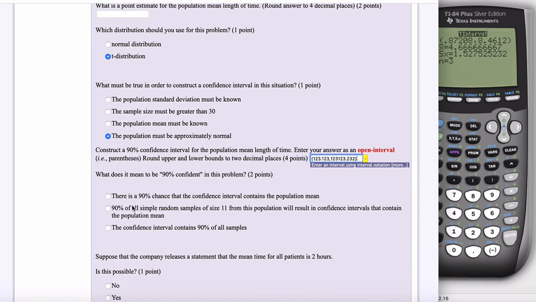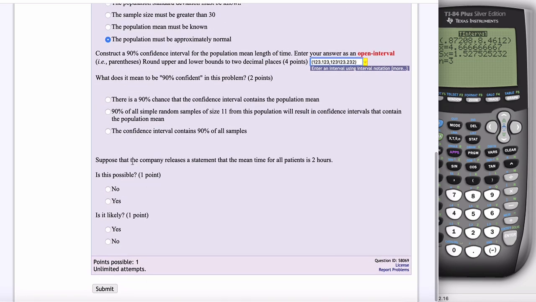And then what does it mean to be 90% confident? You can figure out which of these conclusions are the ones that we've been writing in the videos. And then these two, I don't know. I think they're interesting, but it's not something I'd ever test you on.